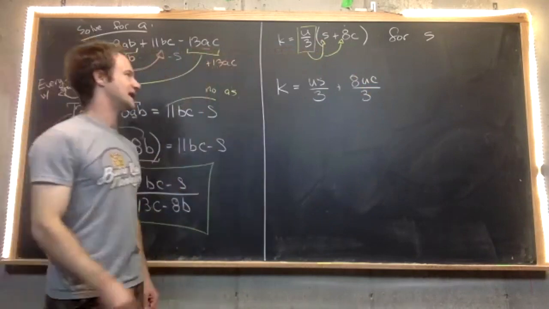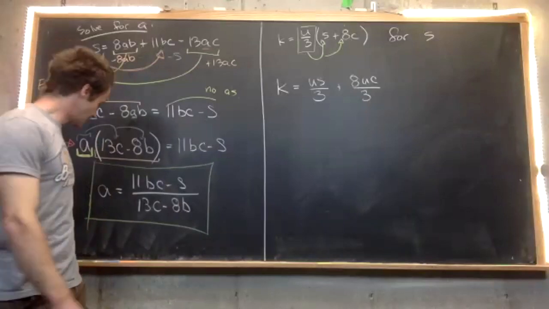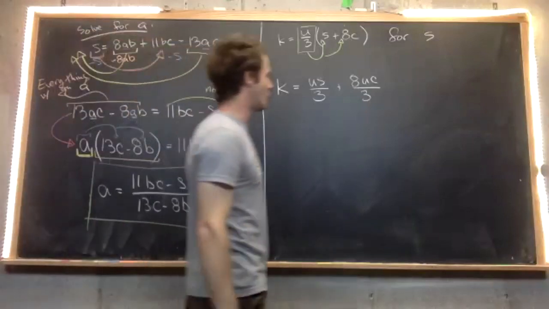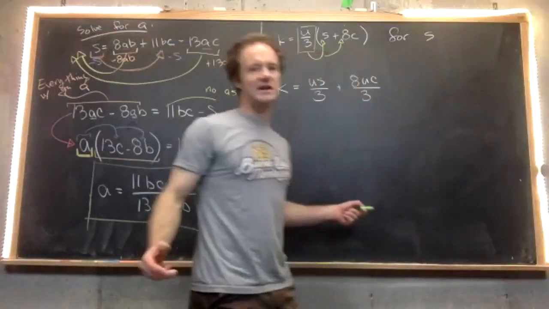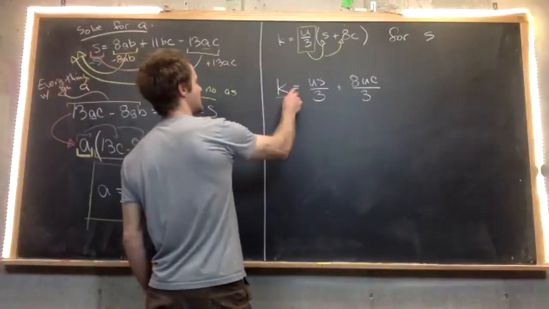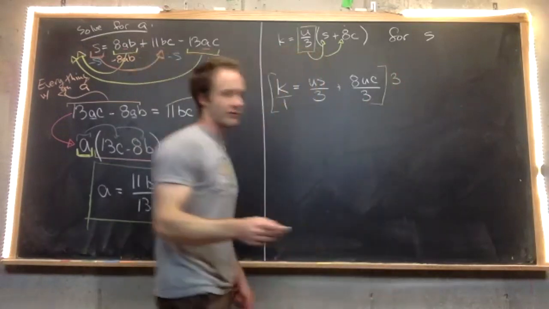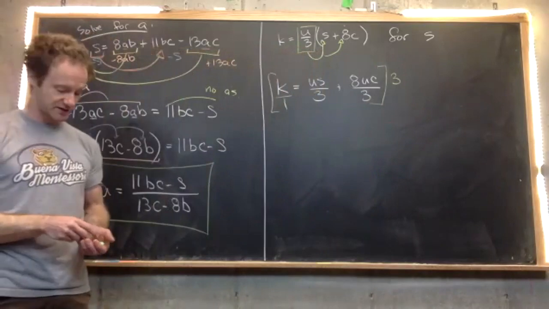So our goal is to get s by itself, and we can do this next step kind of whenever we want, but I would say maybe now is a good time to get rid of the fractions. And so we can do that by thinking about this as k over 1, then multiplying the whole thing by 3. That's going to cancel out all the fractions.